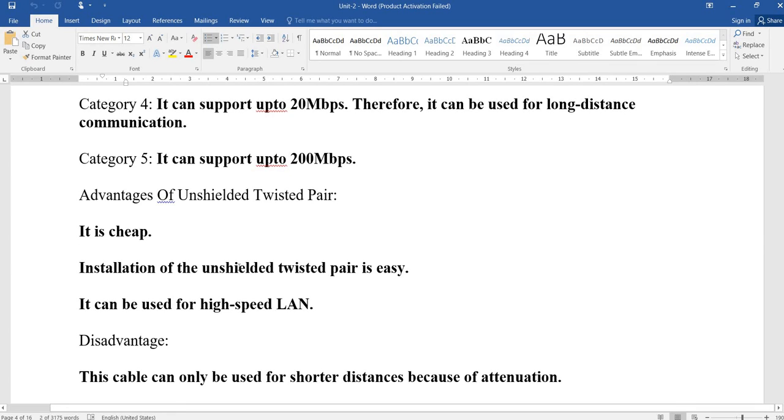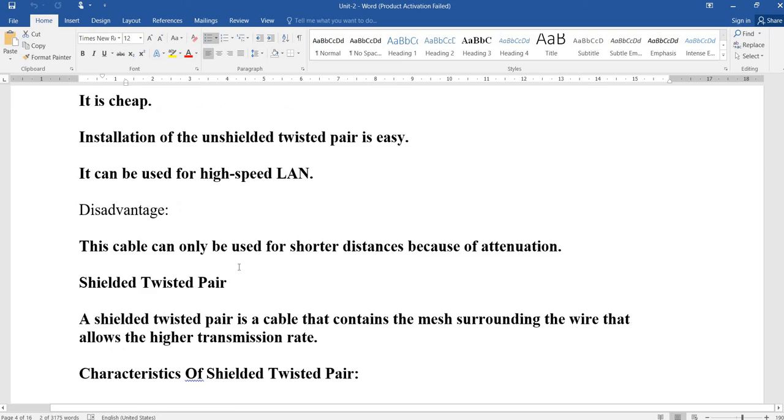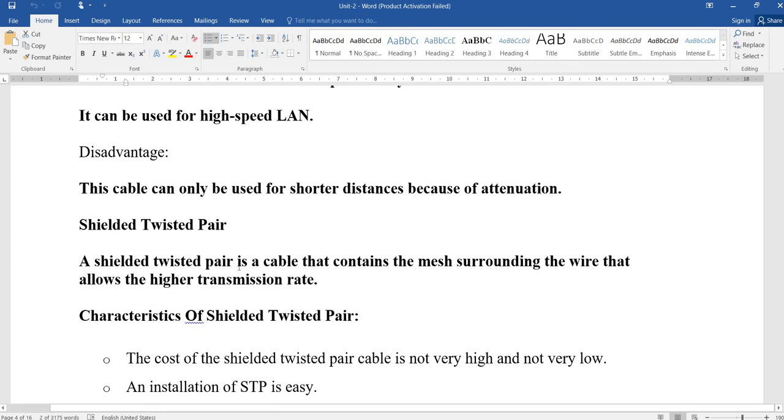Advantages of the unshielded twisted pair are that it's cheap, easy to install, and can be used for high speed LAN connections. Nowadays we are still using these twisted pair cables for the local area network, plus for the metropolitan area network also. Then what are the disadvantages? This cable can only be used for short distances because of attenuation. This attenuation we already explained, that is the loss of power. Okay, so we cannot transmit a longer distance.